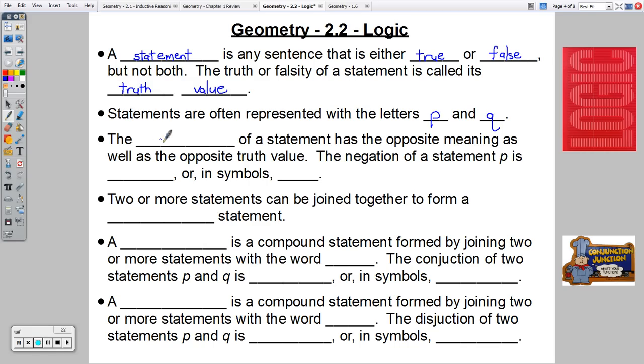And the negation of a statement, that's the negative, has the opposite meaning as well as the opposite truth value. The negation of a statement P is not P. So if we write it out in words, it looks like that. But we have symbolism for a lot of things in logic. This tilde is used as a way to say not in logic. So this is read not P.